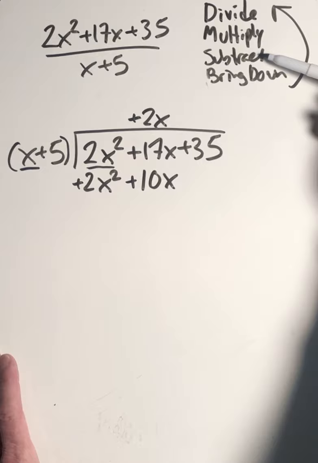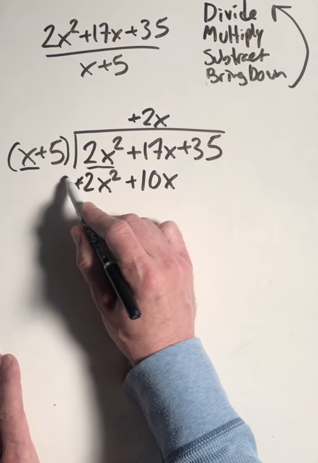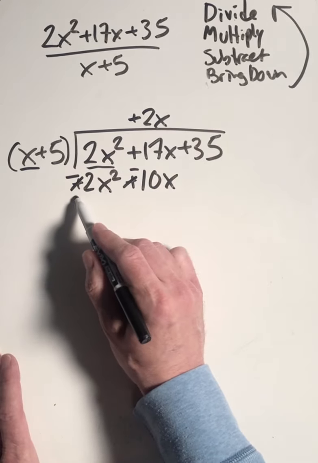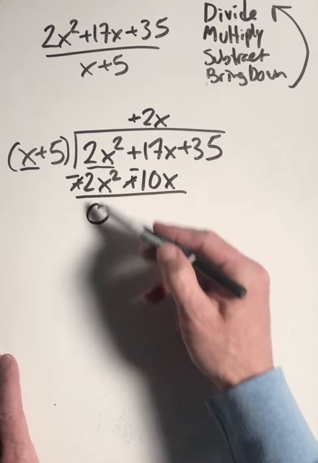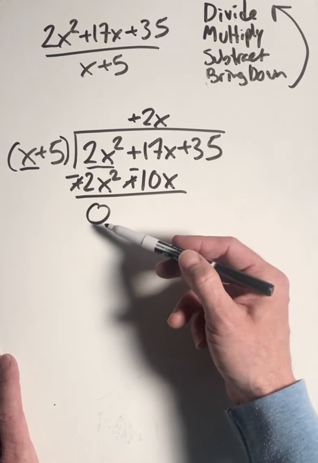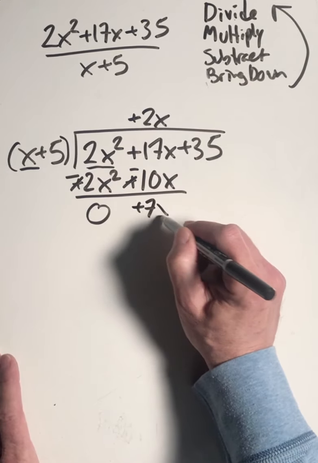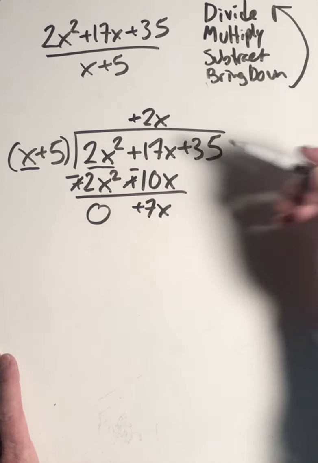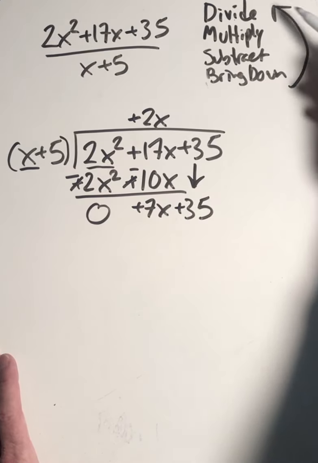The next step is to subtract, so I need to subtract both of these terms. In effect, I'm changing both signs every time I do this. 2x squared minus 2x squared is 0. Again, I know I'm right because I need to have a 0 here. 17x minus 10x is positive 7x. The next step is to bring down the positive 35 and then repeat the process.